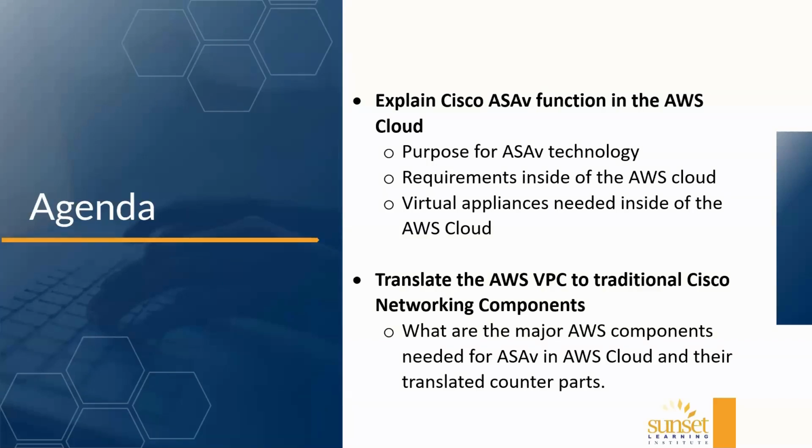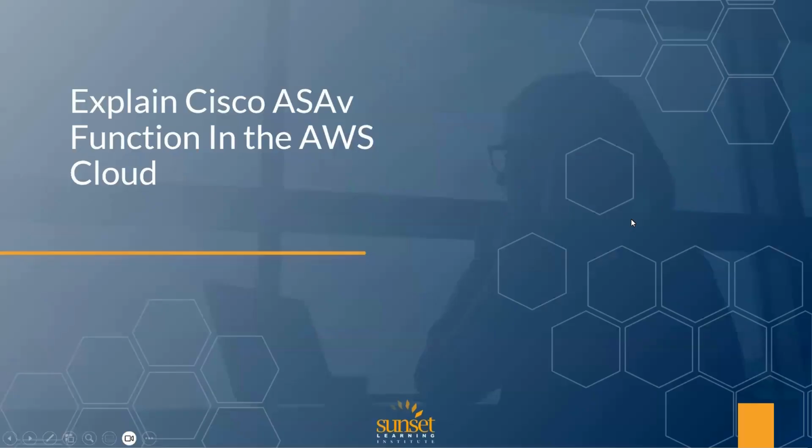Then the main point here is to get into translating the AWS virtual private cloud concepts into a traditional Cisco networking construct. So when we say something in AWS like a VPC, what does that traditionally mean for a Cisco engineer or somebody who understands Cisco technology and terminologies? So let's just go ahead and jump right in here, folks.